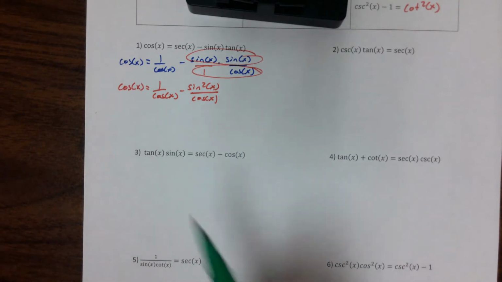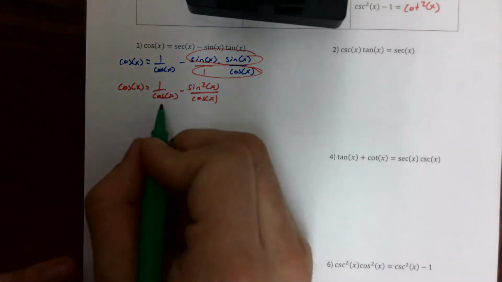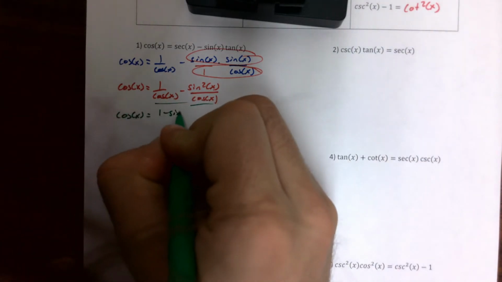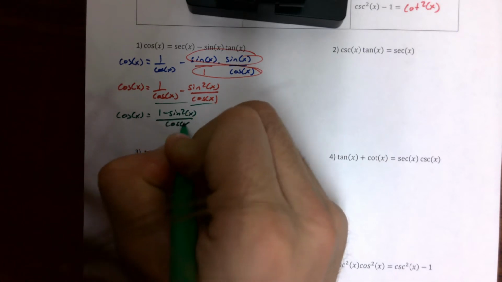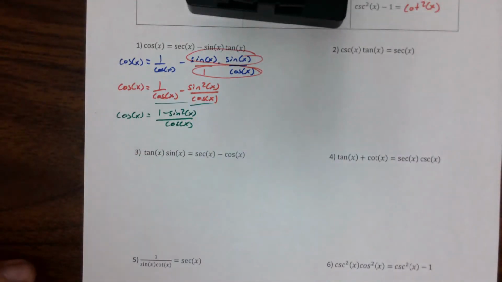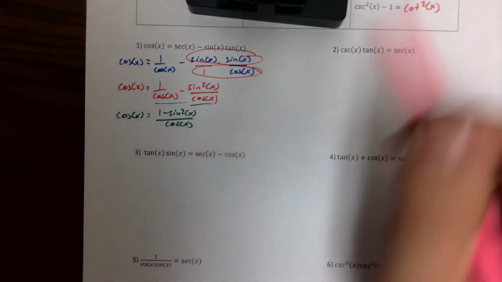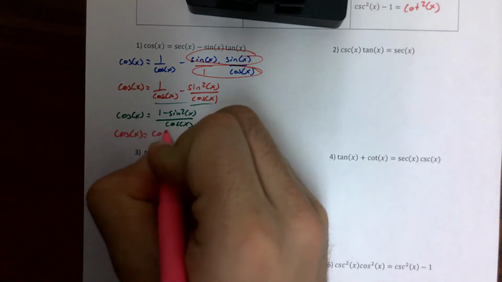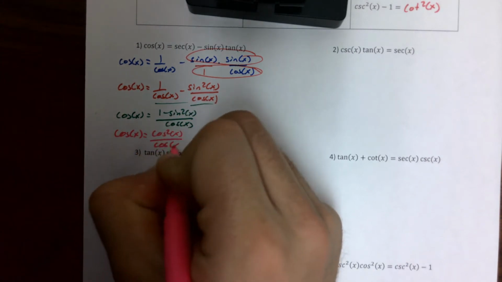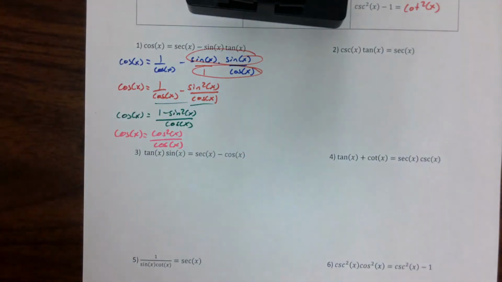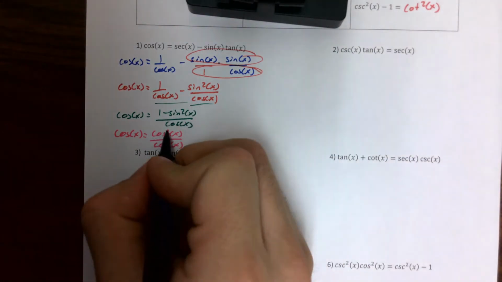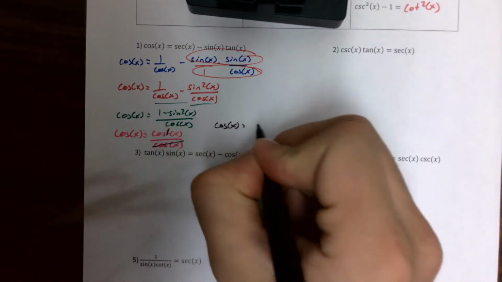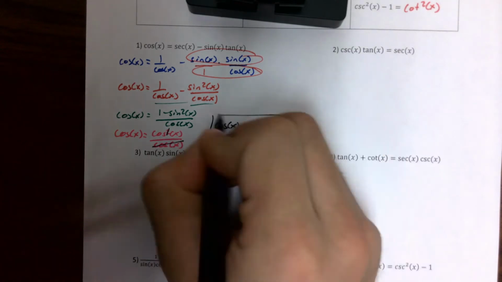Now, these two fractions have the same denominator. They have a common denominator already, so I can just combine them. And then, hey, 1 minus sine squared, I actually found that up above. That is the same as just cosine squared of x. So now, if I have cosine squared, that's like cosine times cosine. One of those cosines is going to cancel out with the denominator of cosine. I am going to be left over with just cosine is equal to cosine of x. So I have just verified that identity.